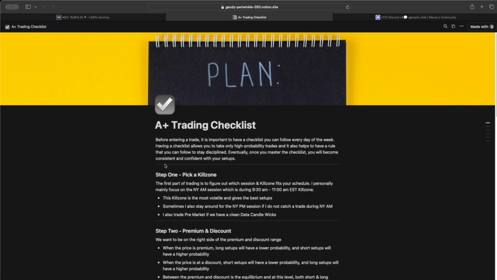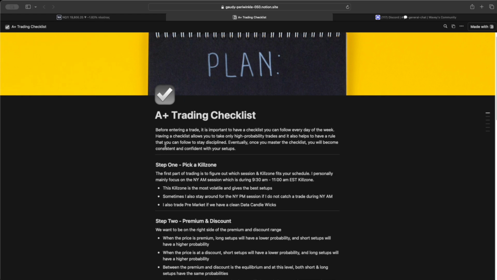All right, so step one is to pick a session that fits your schedule, and focus on a certain kill zone, right? Make sure that it fits your schedule and it also fits your personality. I mainly focus on New York AM session, which starts from 7 a.m. But the kill zone that I primarily focus on is 9:30 to 11 a.m. EST, and this kill zone is the most volatile and gives the best setup for me, and it fits my schedule and it fits my personality.